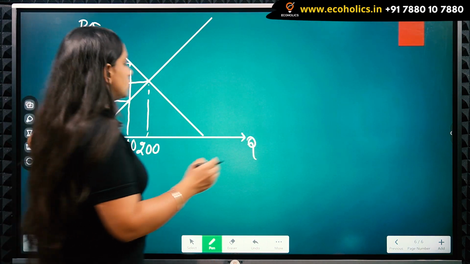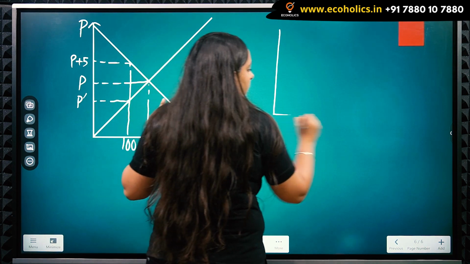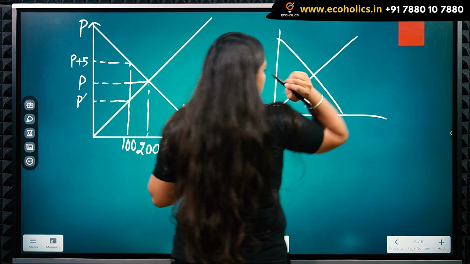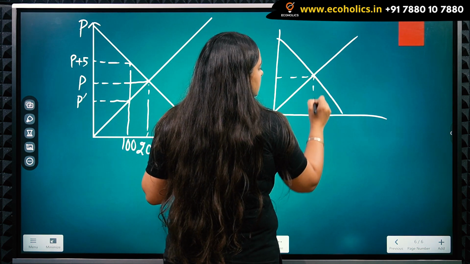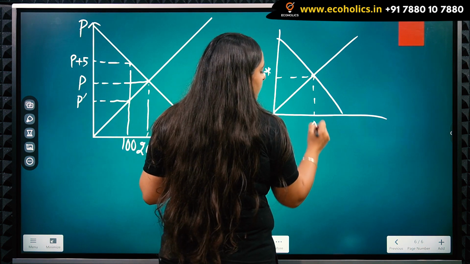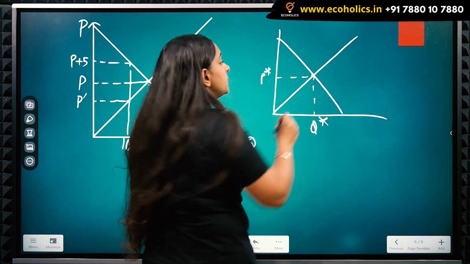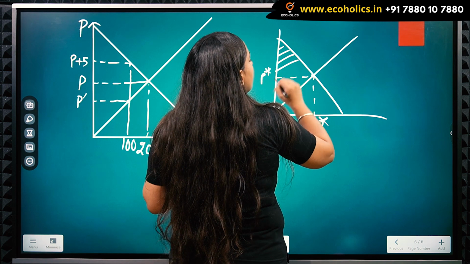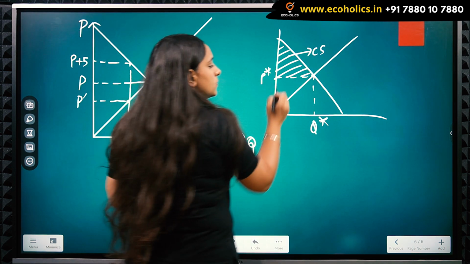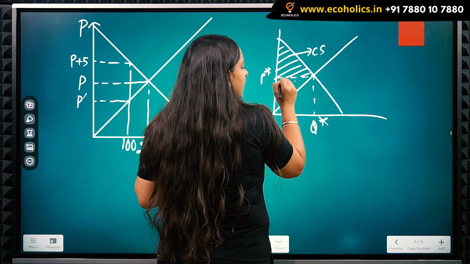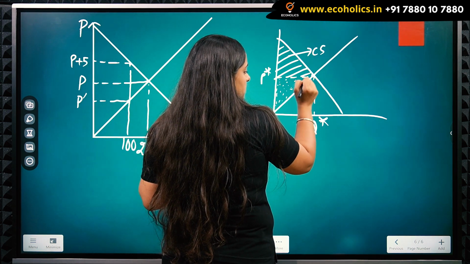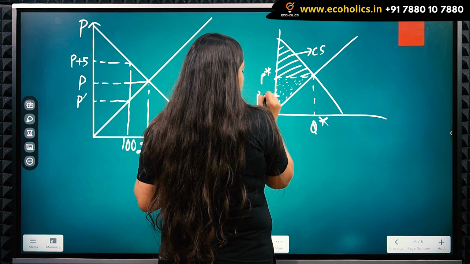So if I draw the initial diagram, this is my demand curve and this is my supply curve. This is the equilibrium, this is the equilibrium price, and this is the equilibrium quantity. So what is consumer surplus? Consumer surplus is this upper triangle. And what is producer surplus? This dotted area is my producer surplus. Clear? That's my producer surplus.